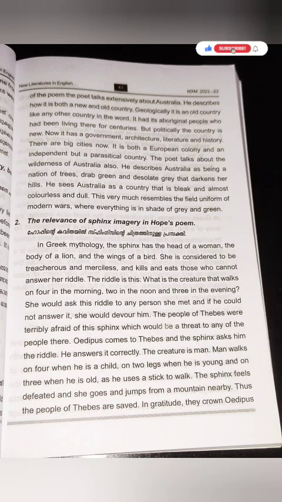Now it has a government, architecture, literature and history. There are big cities now. It is both a European colony and an independent but parasitical country. The poet talks about the wildness of Australia also. He describes Australia as a country that is bleak and almost colorless and dull. This very much resembles the field uniform of modern wars, where everything is in shades of grey and green.